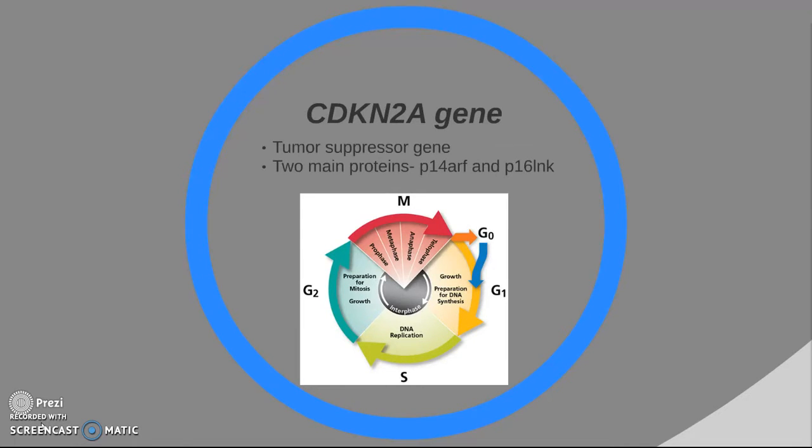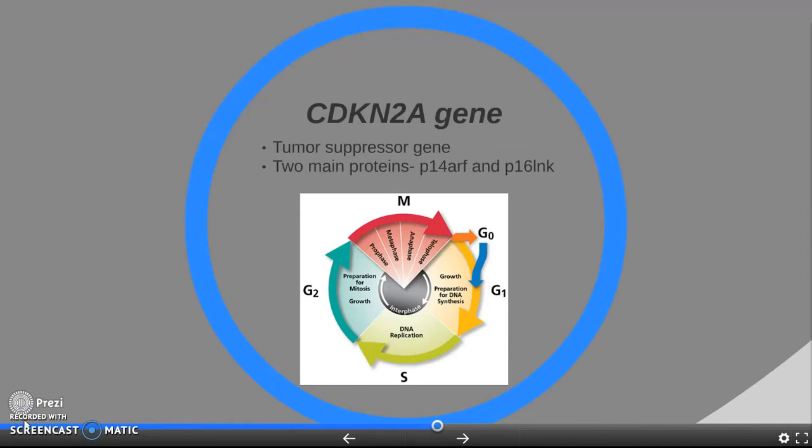The gene codes for 2 major proteins, the P16INK and P14ARF, which both help assist in regulating the cell cycle. And just to jog our memories, remember that the cell cycle is the process the cell takes in order to divide into another identical cell through what's known as mitosis.